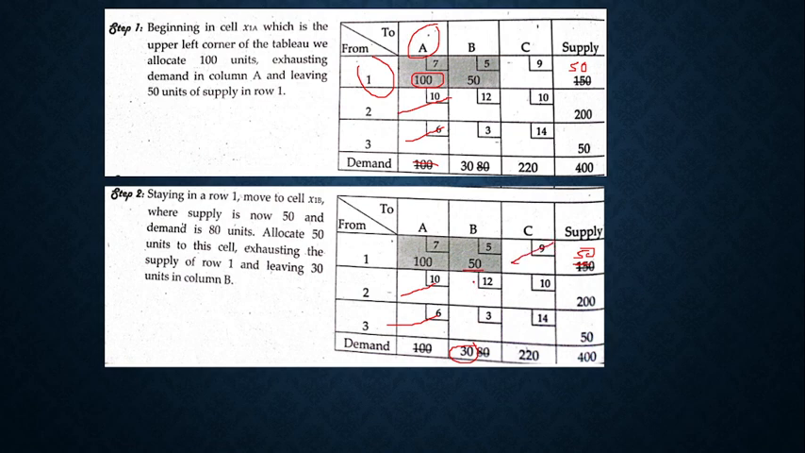And next, ito na yung natira. Okay, exhausting the supply of row 1 and leaving 30 units in column B. So, meron tayong remaining in the company B. So, meron pa silang need na 30. Okay, so in warehouse 1, wala nang natirang supply. Okay? So, crash out na ito.